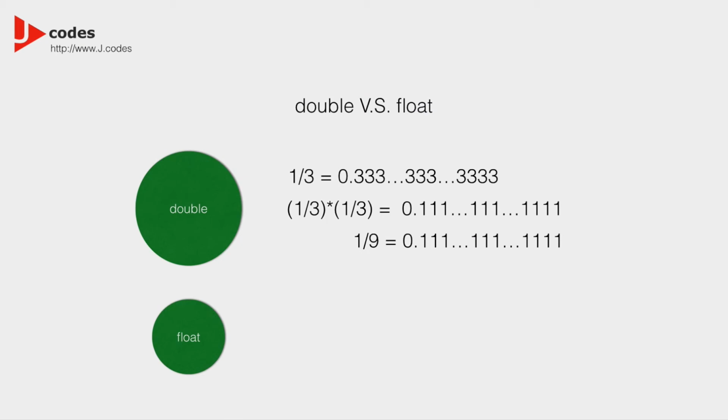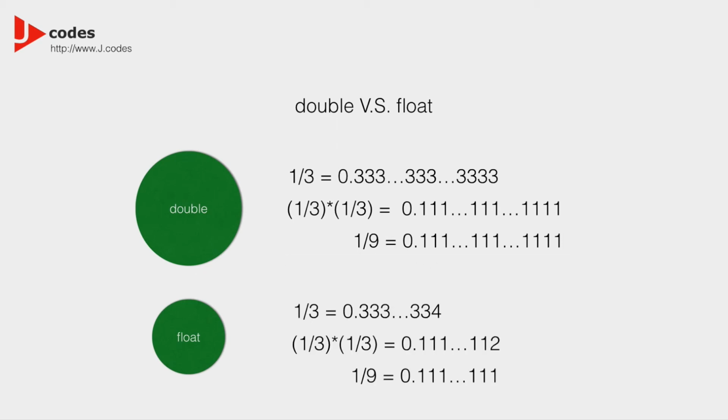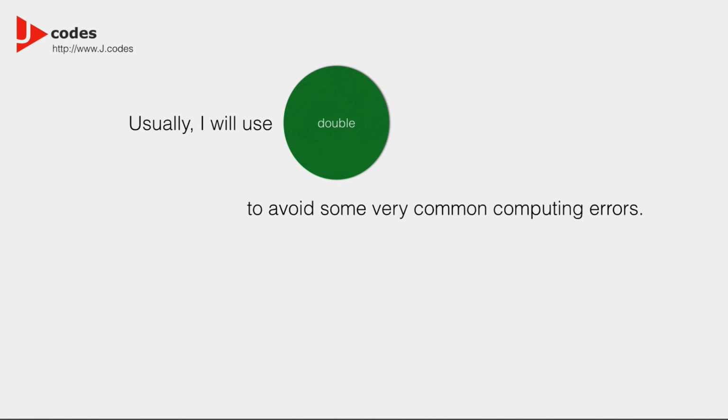Now we're going to talk about the comparison between double and float. For instance, 1 over 3 in double equals this. 1 over 3 multiplied by 1 over 3 equals 1 over 9 in double, which equals this. However, in float, 1 over 3 equals this. 1 over 3 multiplied by 1 over 3 does not equal 1 over 9 in float, which is bad, because they should be equal. Usually I will use double to avoid some very common computing errors.